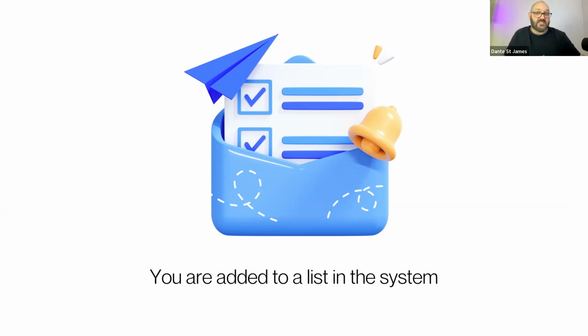And then once they're in that list, they may be advertised the opportunity to join other lists, so they get more emails again. The idea being that the more emails you get, the more in their ecosystem you are, the more likely you are to buy from their sponsors and their advertisers. At least that's the thought of it. So you're now added to a list in the system.